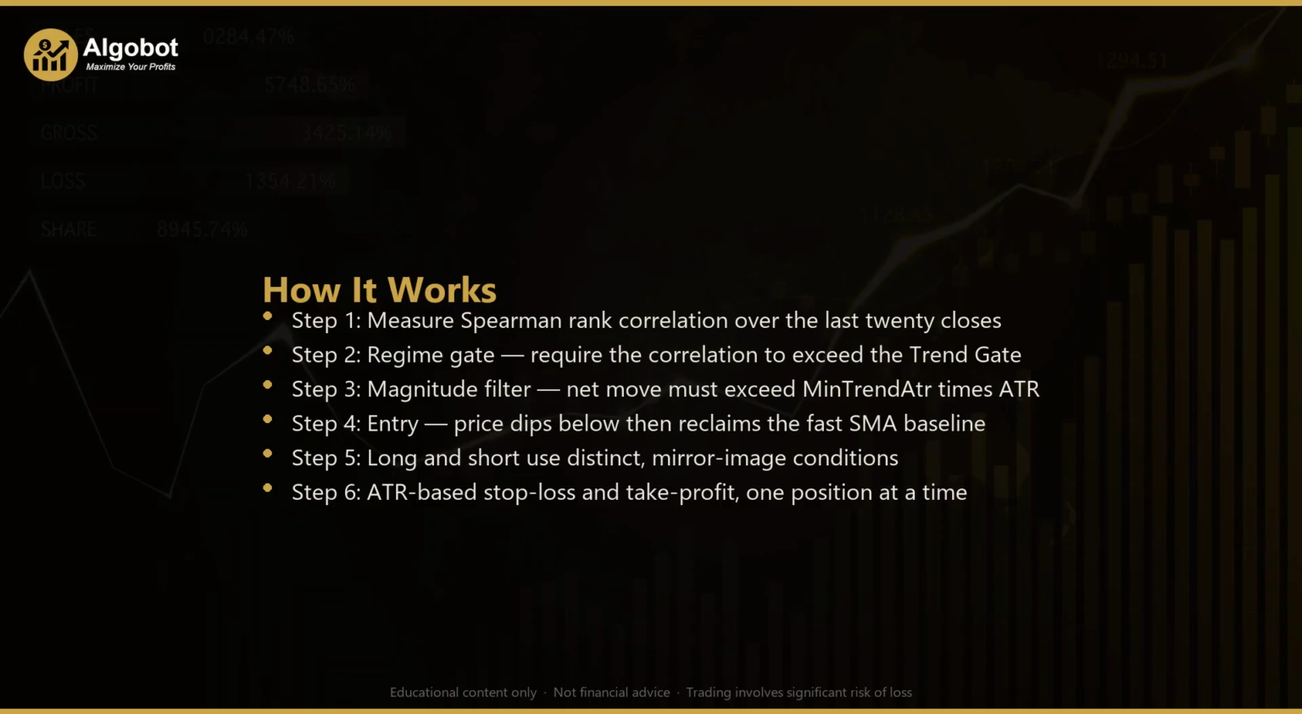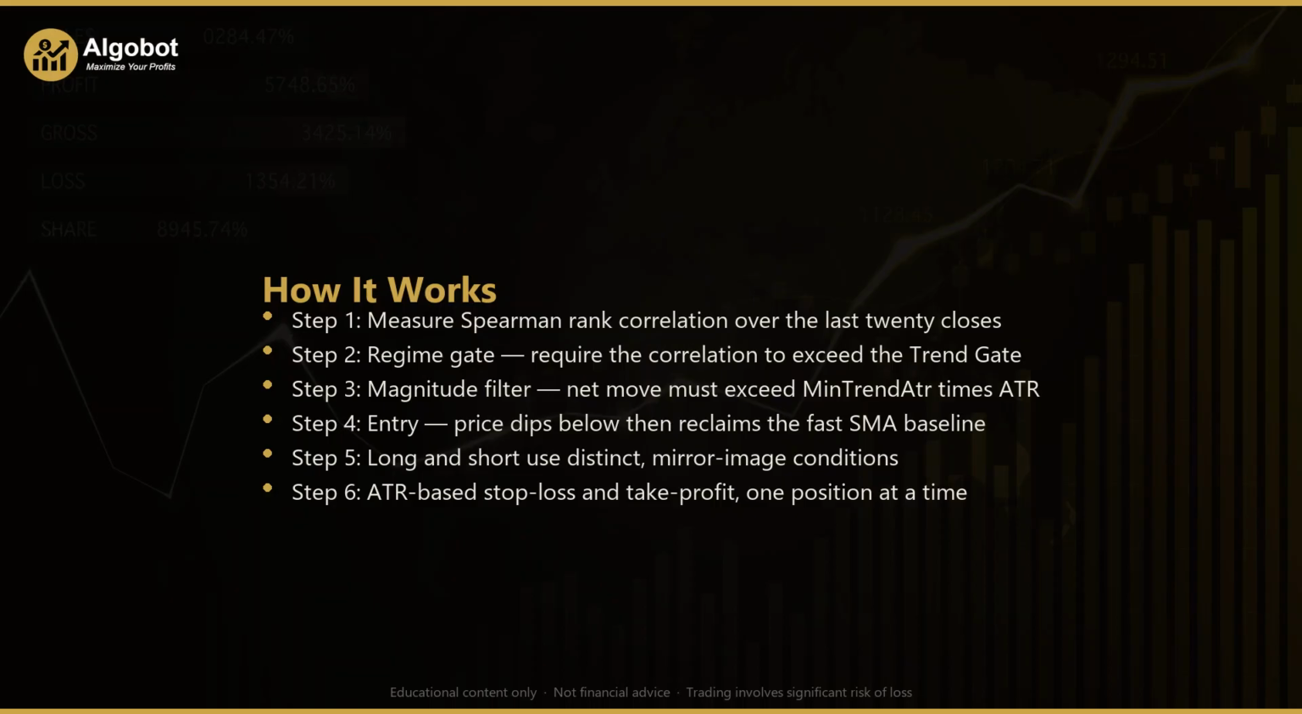Third is the magnitude filter. The net move is the current close minus the close at the start of the window. The strategy requires the absolute value of that move to be at least MinTrendATR, defaulting to 0.5, multiplied by the average true range. This stops the correlation from acting on a trend that is perfectly orderly, but trivially small. Fourth is the entry timing, and this is where the fast baseline matters. The fast baseline is a 5-period simple moving average of the closes. For a long, the strategy checks that on the previous bar the close was at or below the baseline, and on the current bar the close has climbed back above it. That's a dip below, then a reclaim.